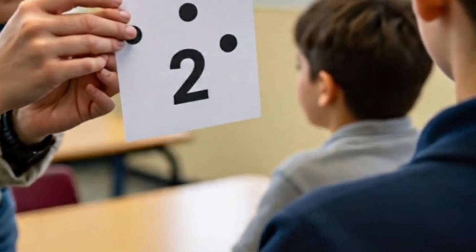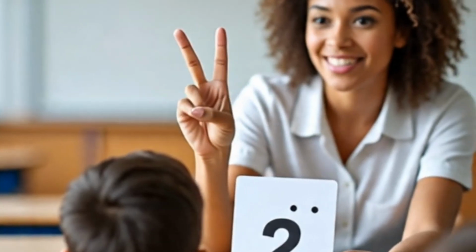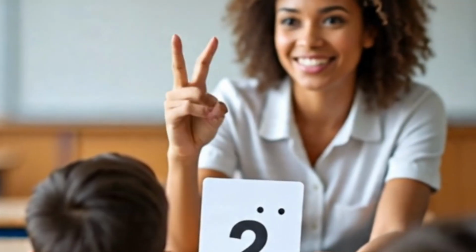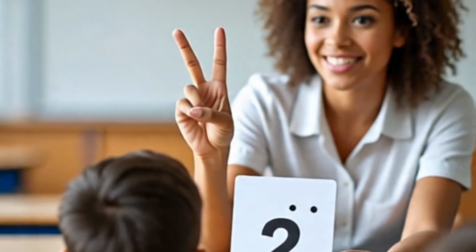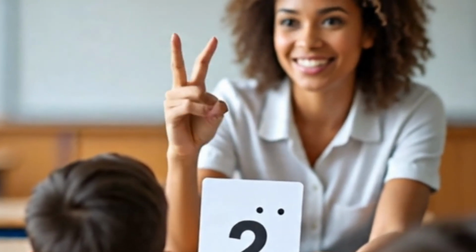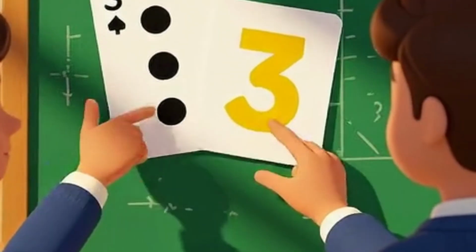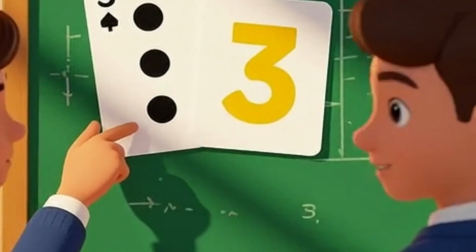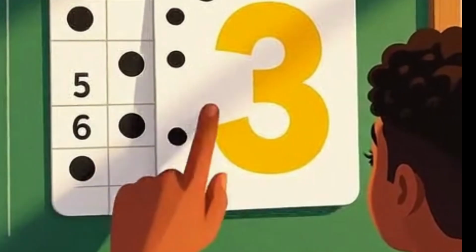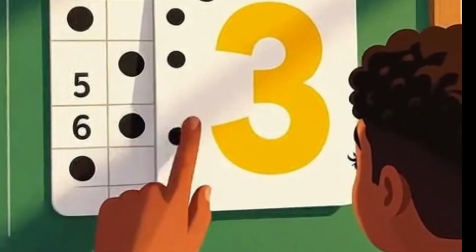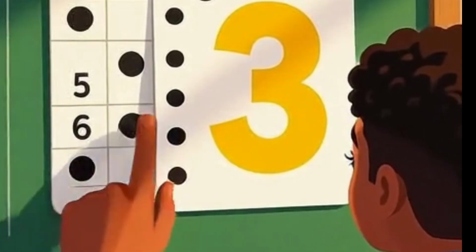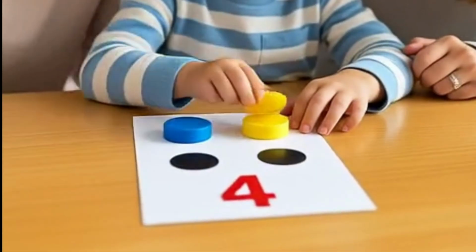And see, the number is 2. Yes! 1, 2. 2 dots and number 2. This card shows 3 dots in a row, and the number below is 3. 1, 2, 3. 3 dots and number 3.